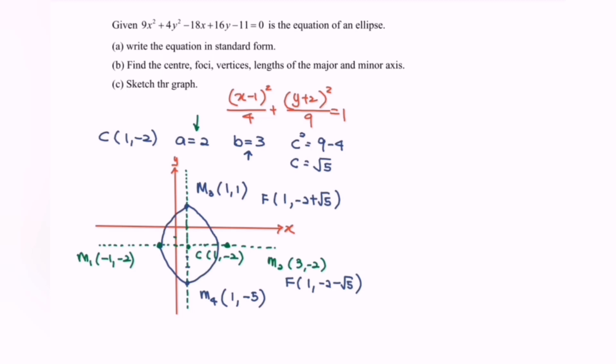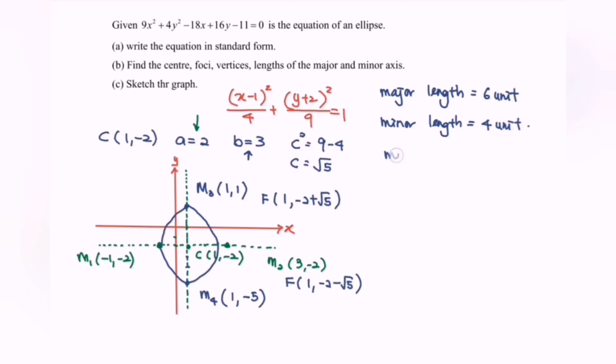Next, what we have to do is to find the major length and the minor length. For the major length, kindly multiply 2 with the value b, so we will have 6 units. Then for the minor length, kindly focus on the value a. We multiply 2 with the value a, so we have 4 units.